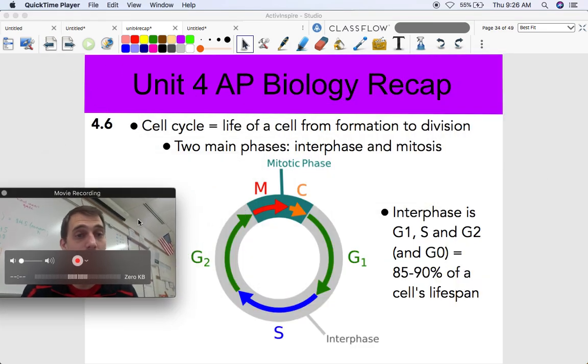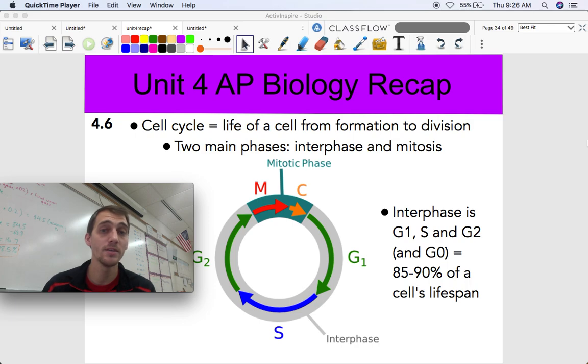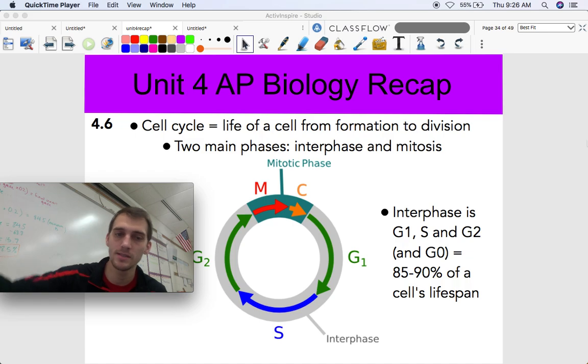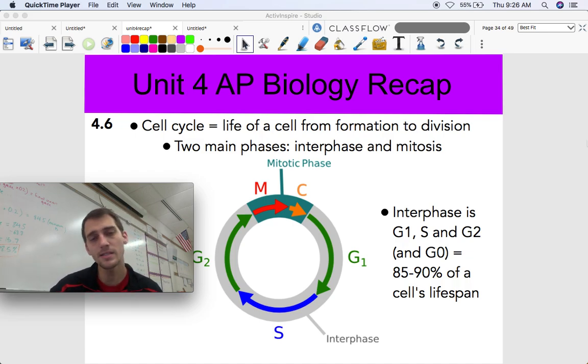Okay, so let's get to the cell cycle. The cell cycle is the life of a cell from the formation to division. So this is like part 2 of the unit. All right, the first one is all about communication. This is all about the life cycle and the reproductive cycle of a cell. And you can break down the cell cycle into 2 main phases: interphase and mitosis.